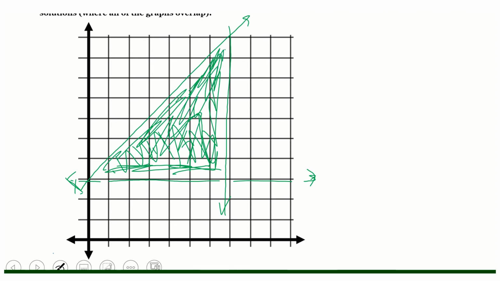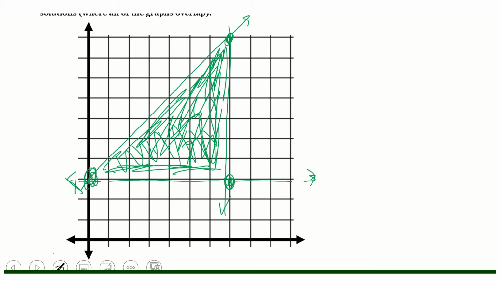Now that region represents all of the possible combinations of magazine and TV ads that you could have given the constraints that you have on you. What you're interested in are these vertex points. Okay, and you can tell from looking at your packet, you're going to have 5 of them. So clearly you're not going to have a triangle. But that's what you're aiming for on this.